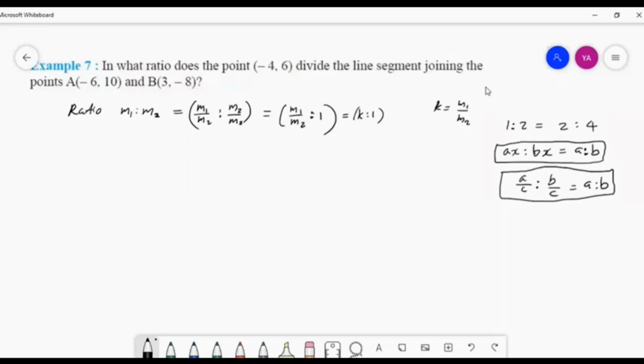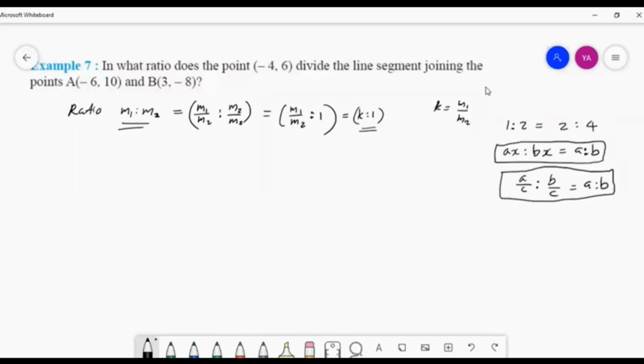So in such questions, to find the ratio, you can choose m1 is to m2 as k is to 1. Then we can find the value of k. That's possible. Okay, so what we did here, we chose the ratio m1 is to m2 as k is to 1, so we can do the same as before.